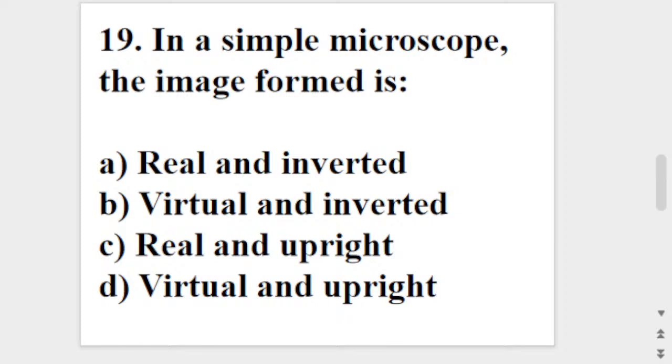And if you look at the board, the correct answer here would be option D, virtual and upright. So the image formed is virtual, it is not real. The image formed is upright, it is not inverted, and the image formed is also magnified. Magnified means that it is bigger than the object. So that's the correct answer.